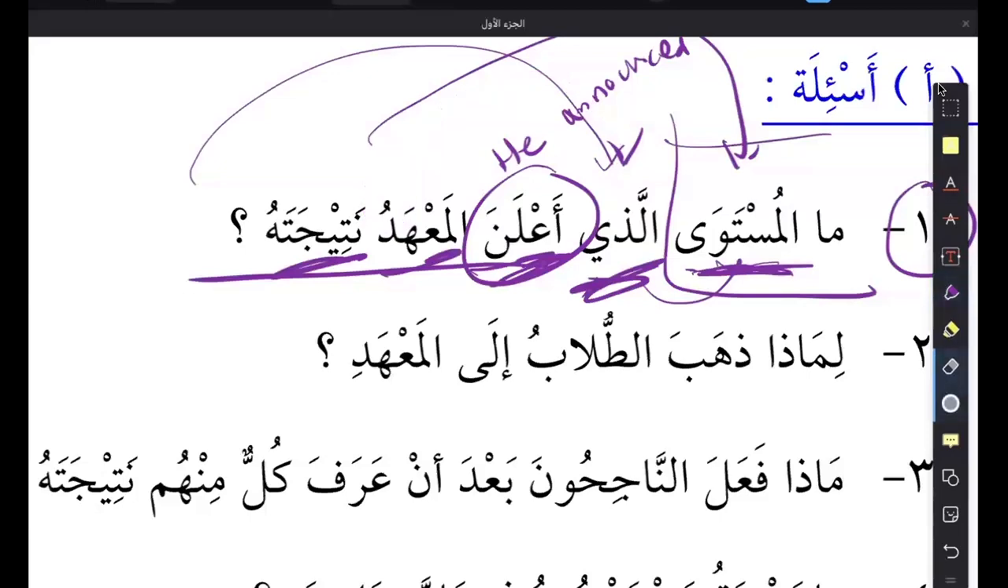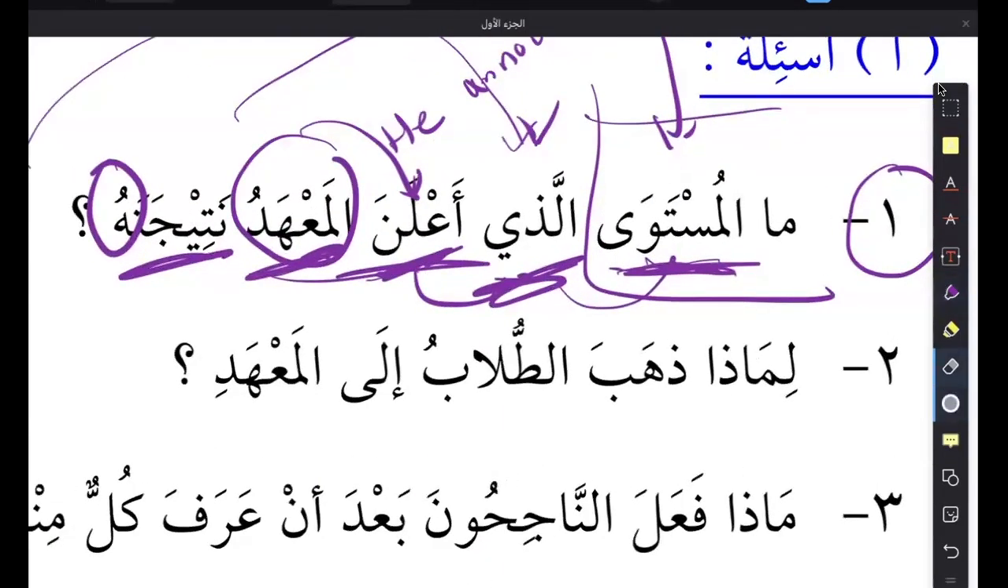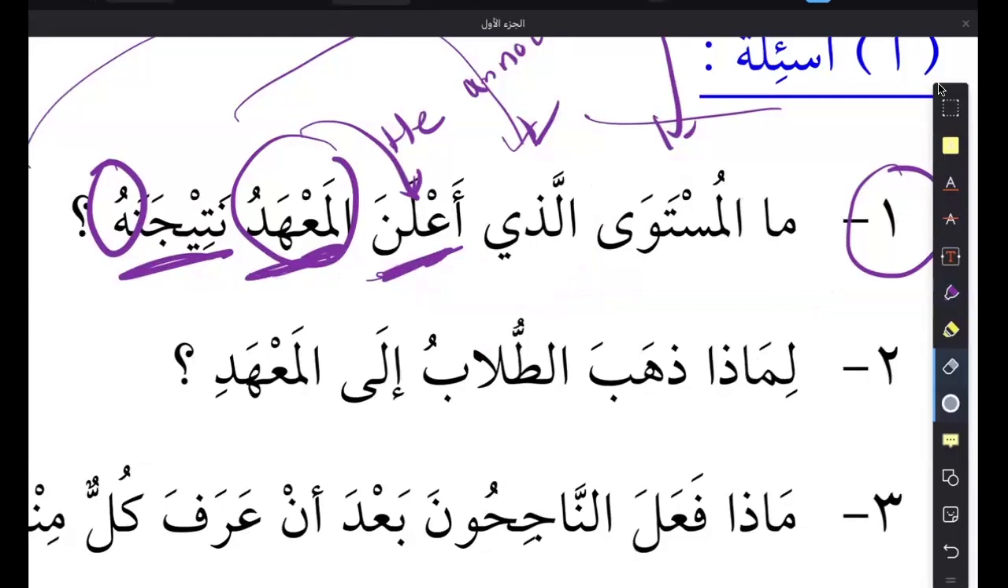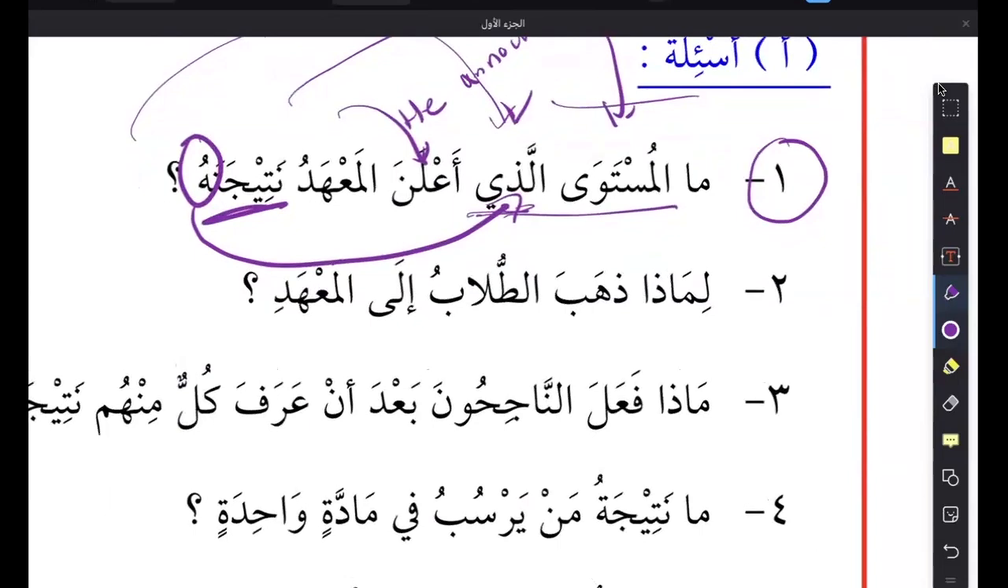So now you know this a'lana cannot be connected to alladhi because why? Its fa'il is right here. So the pronoun that you see, huwa, it is already al-mahad, so it's the fa'il. So it cannot be. So where is the connector then? Yes, this hu is the connector. Now you see, if you read what it says, what is the subject which the mahad, the institution, announced about it? It goes to the subject, I mean level. What is the level? The mahad announced its result, the level's result. So it goes back to alladhi. So it is important that you hunt these connectors.